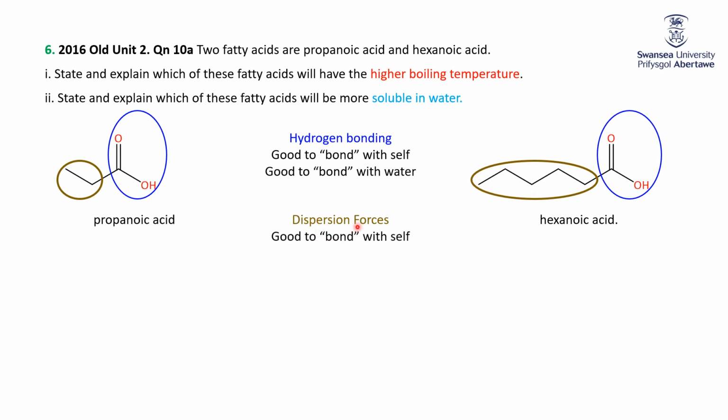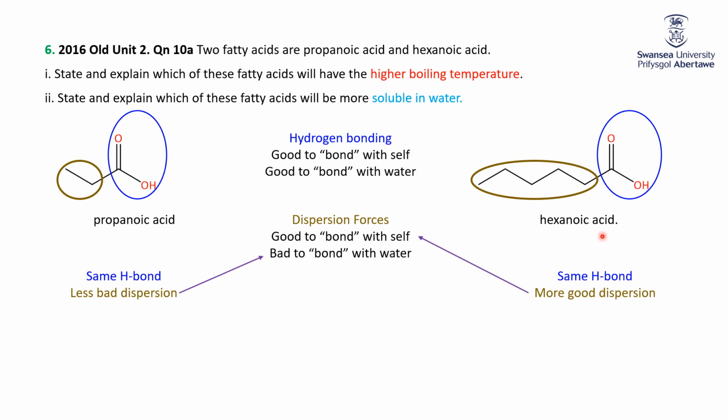Now, dispersion forces can bond quite nicely with themselves. If you have two hexanoic acids next to each other, you can have this hydrocarbon chain quite happily interacting via dispersion forces with another hydrocarbon chain. But water hates hydrocarbon chains, so these dispersion forces are bad for interacting with water. Now, when we think about just comparing them, both of them have the same hydrogen bonding capability, but hexanoic acid is going to have a lot more dispersion than the propanoic acid.